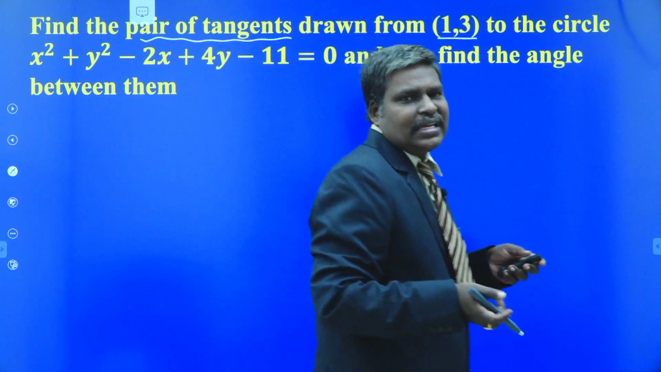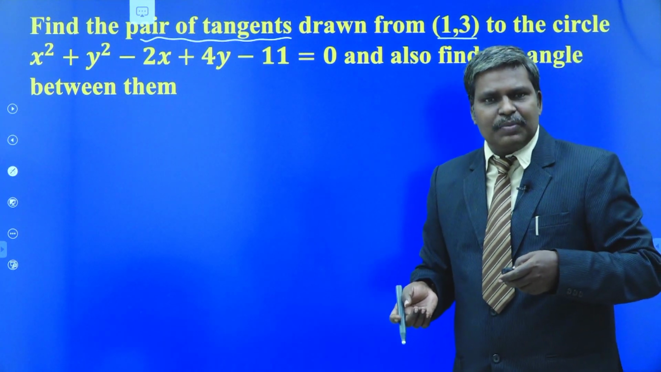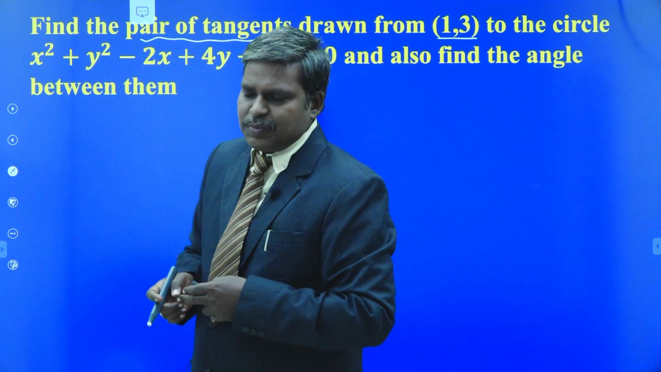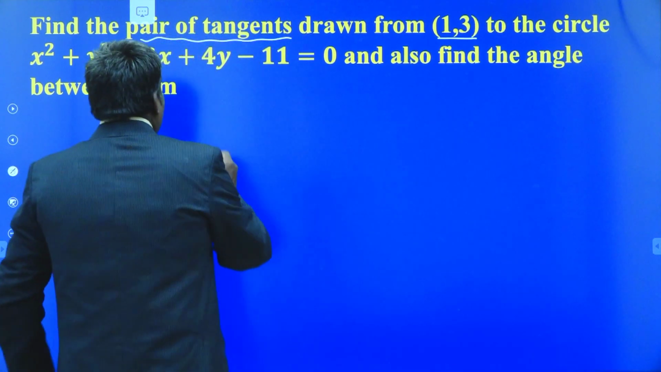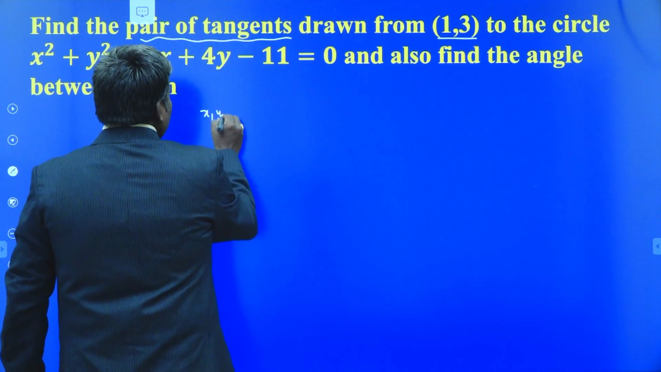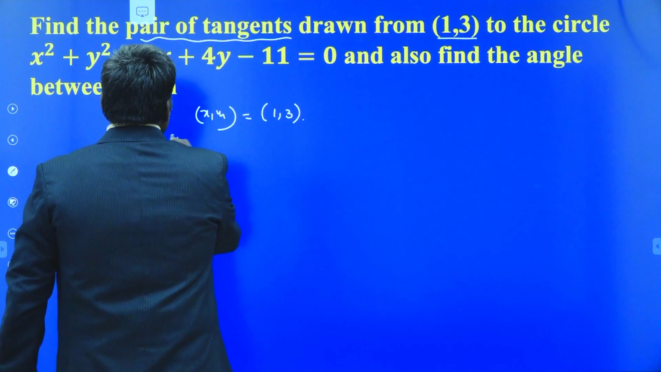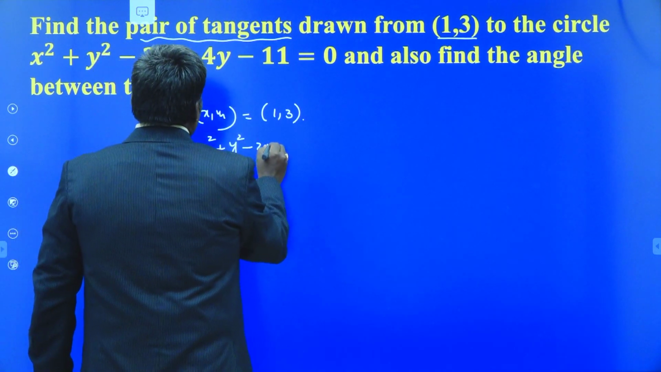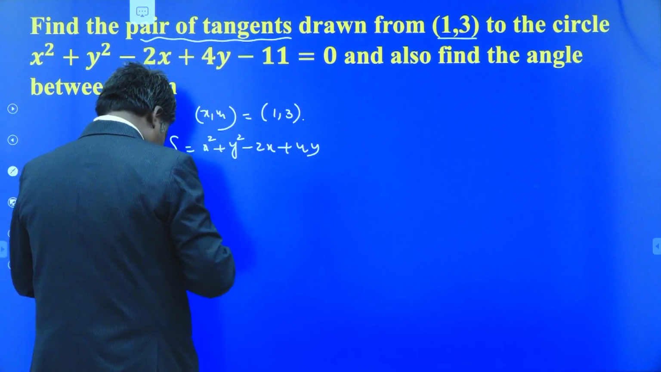You can easily find the angle between the tangents. That is the angle between the pair of lines by applying the formula cos theta equal to modulus of (a plus b) by root of ((a minus b) whole square plus 4h square). Understand? So what is my point here? (x1, y1) is the given point, that is (1, 3). And the circle S is what now? x square plus y square minus 2x plus 4y minus 11 is equal to 0.